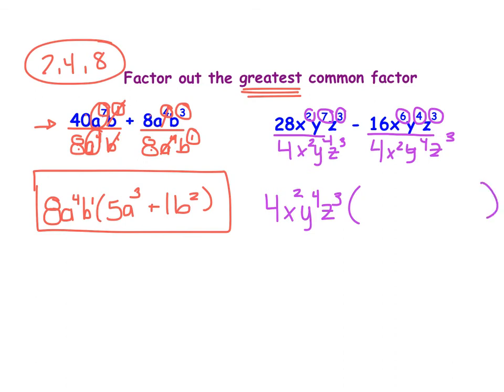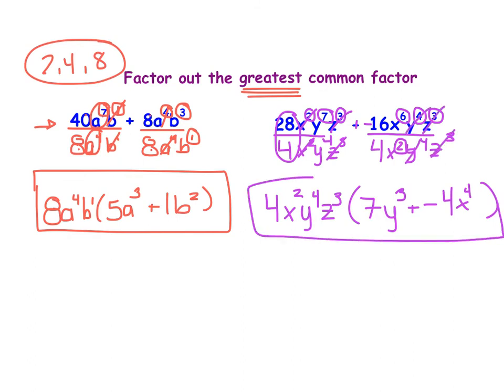Then to figure out what's on the inside, I take 28 over 4, which is 7. The x squareds cancel here. The y's, we get 7 minus 4, so we're left with y cubed inside, and the z's cancel. I then have plus a negative 16 divided by 4 is 4. Then I have x's with 6 and 2, so 6 minus 2 leaves me with x to the 4th. And then the y's cancel, and the z's cancel. So there's my final factored form.